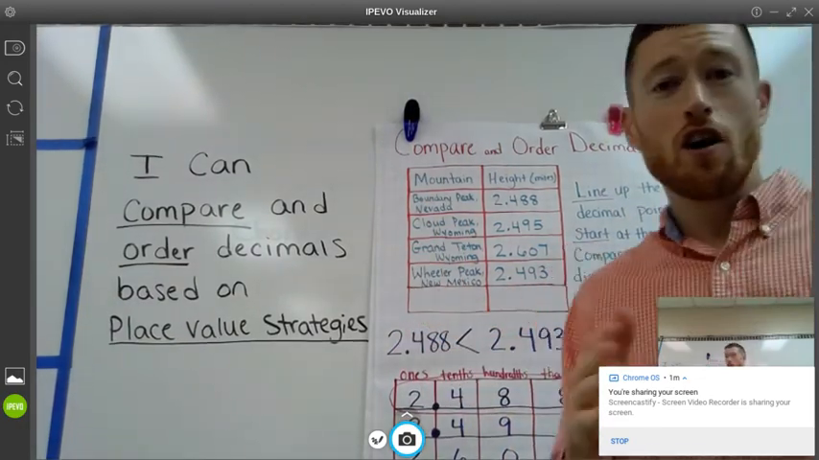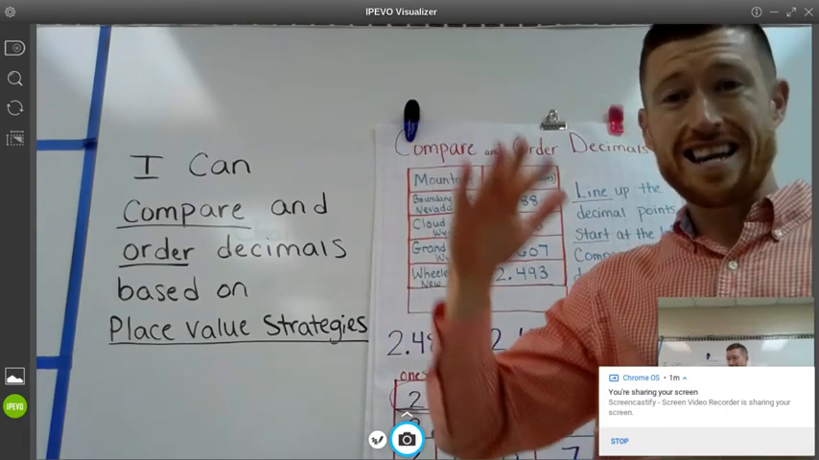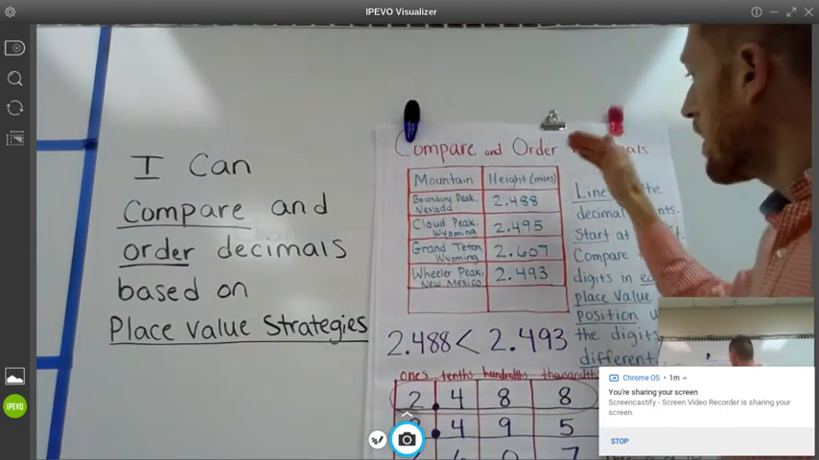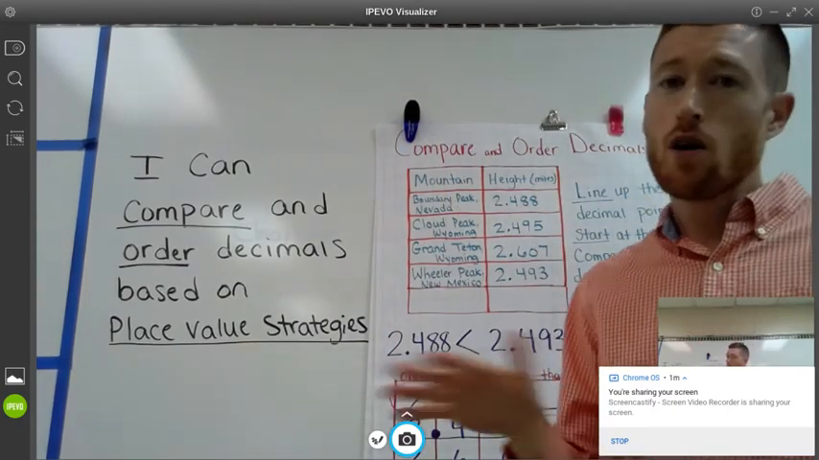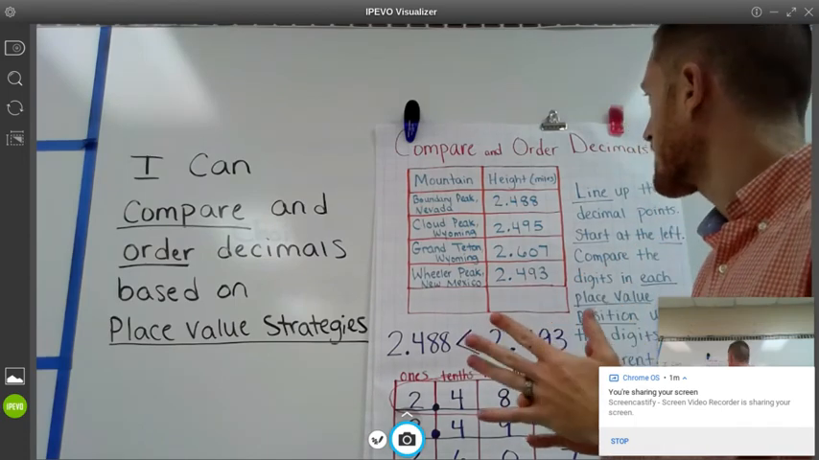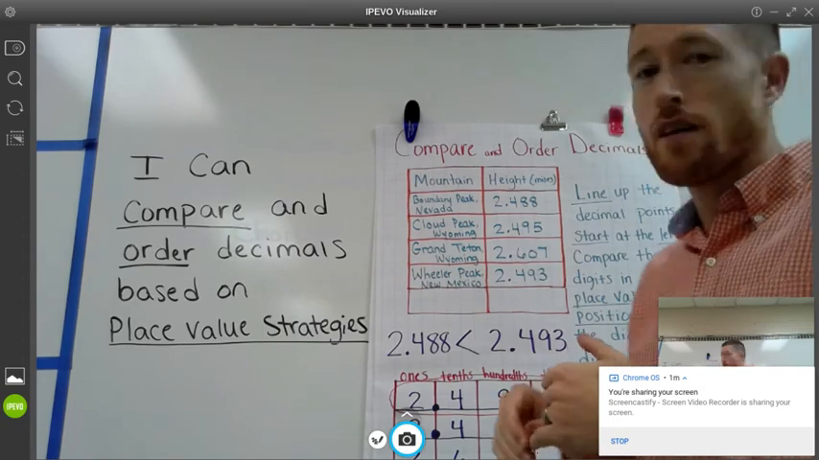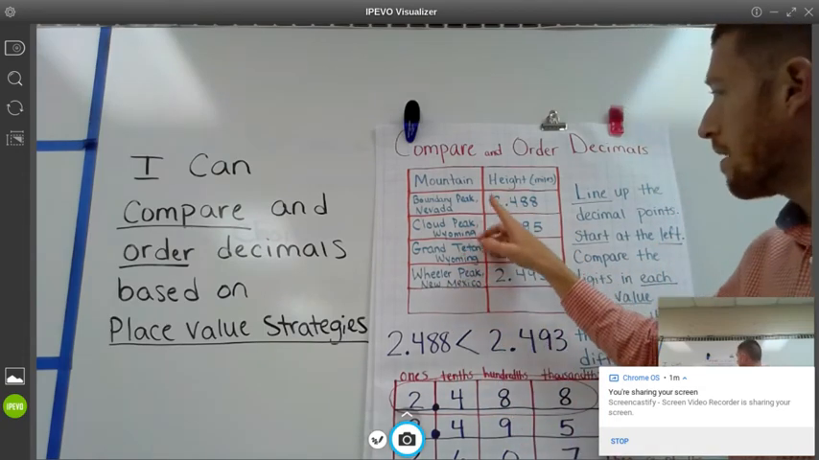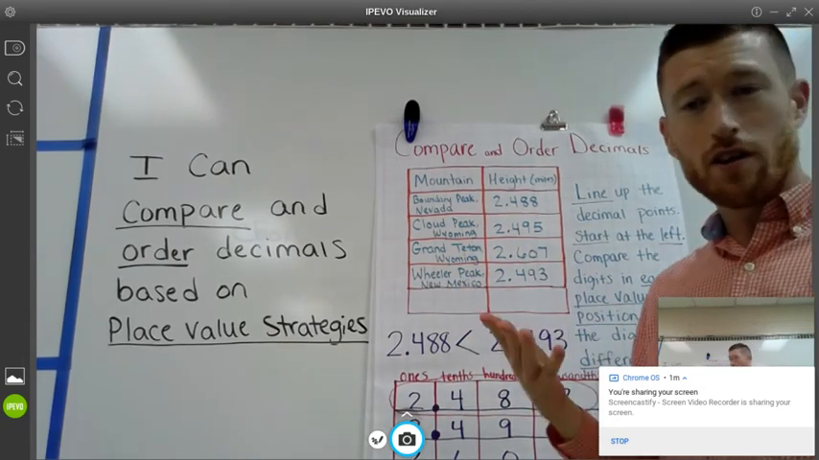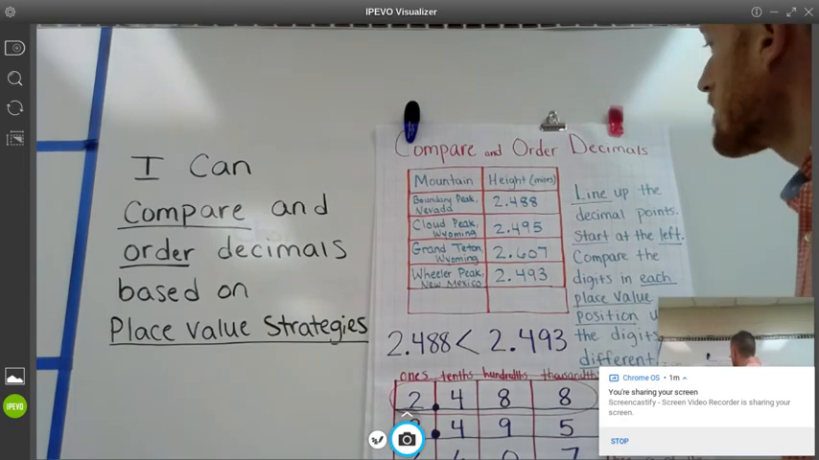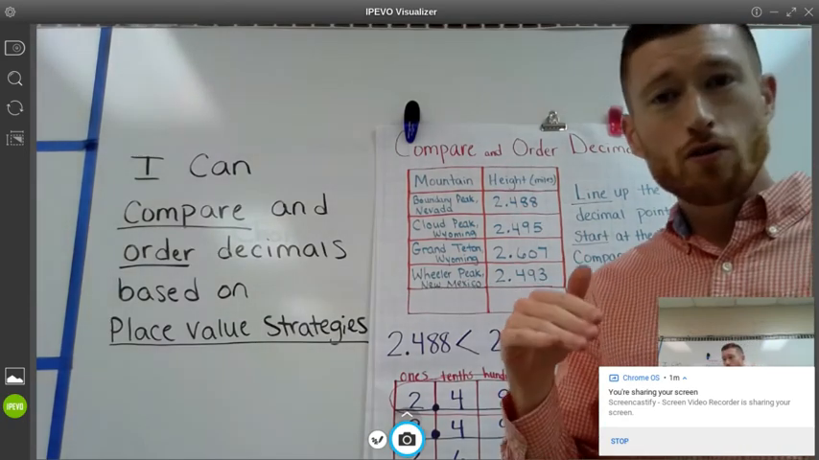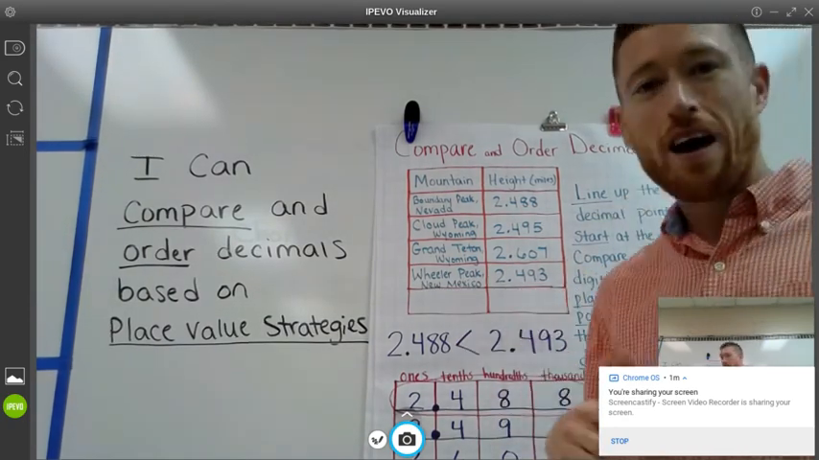And so they're really tall. So they're miles in height. And I've got them labeled here. They're not in any order, so we're going to talk about that in just a second, based on their height in miles. And if you notice, they're all in decimal form. So first I'm going to read through each one, and then we're going to talk about how you compare and order them.